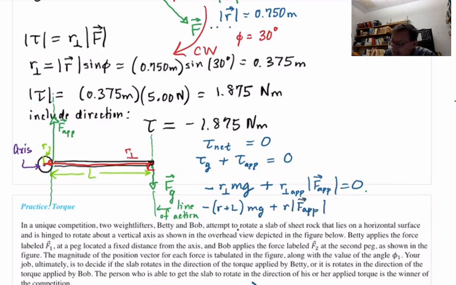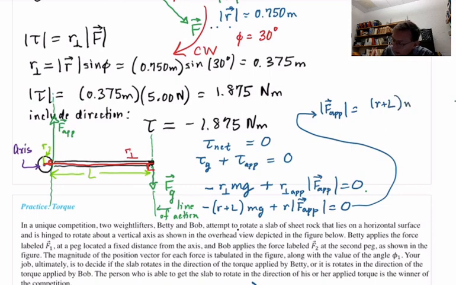I'm going to take this formula now and solve it for my applied force. I want to know why I need to apply such a big force to hold that stick level. So you can do the algebra, solve for F applied. You get (R plus L) times mg, all over R. So why do I need a very big applied force? In fact, why do I need an F applied that's much larger than mg? Because I contend I do.